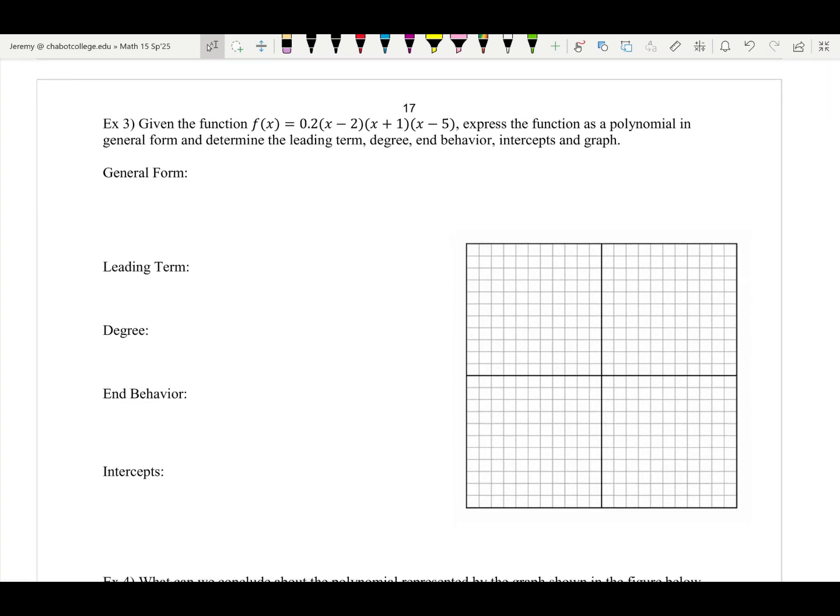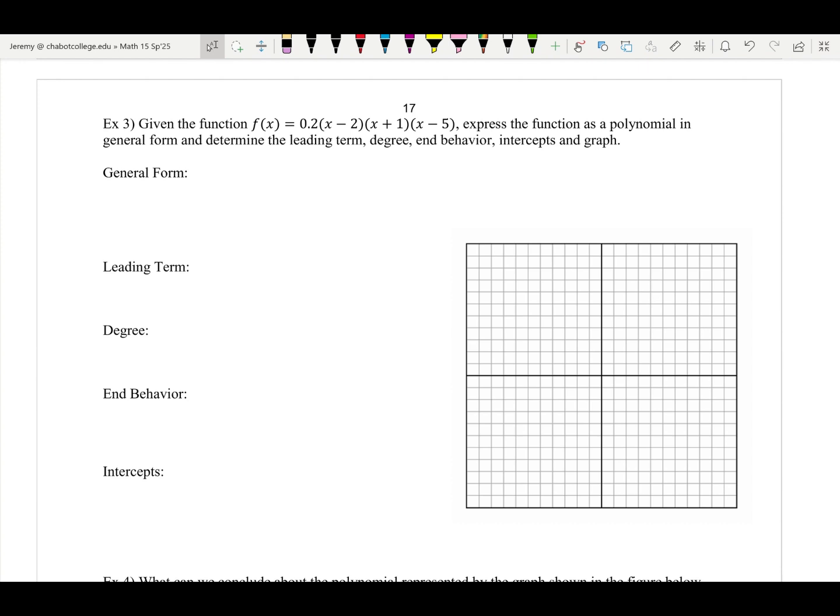Okay, so that was a lot of just discussion of the concepts. Let's actually get into a problem. Example 3, we're given this function f of x equals 0.2 times (x minus 2) times (x plus 1) times (x minus 5). We want to express this polynomial in general form and determine the leading term, degree, end behavior, intercepts, and we want to graph the function as well.